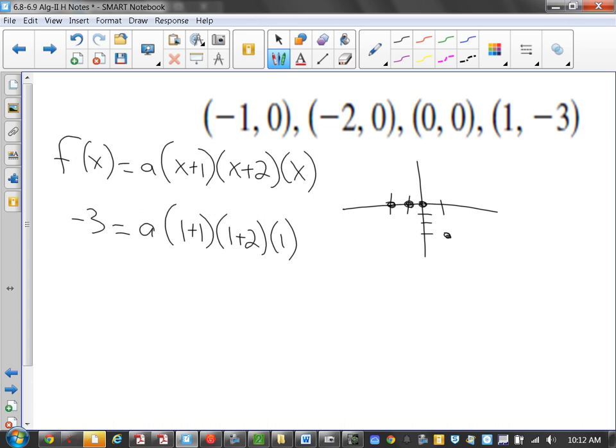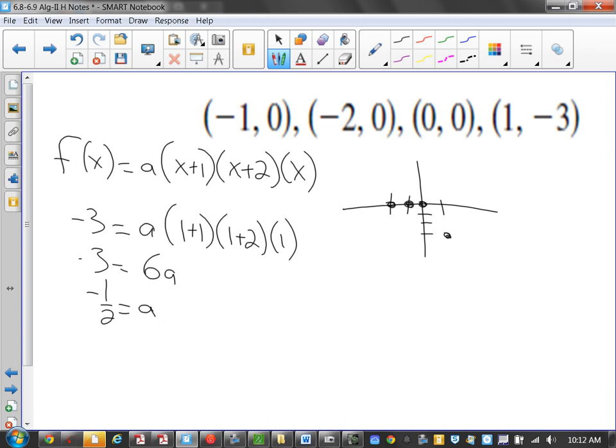So what's 1 plus 1? 2. What's 1 plus 2? 3. What's 2 times 3? 6. Times 1, 6. Negative 3 divided by 6 equals negative 1/2. Close only counts in horseshoes and hand grenades. There's your value back.